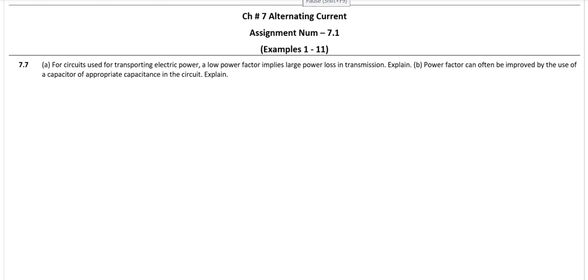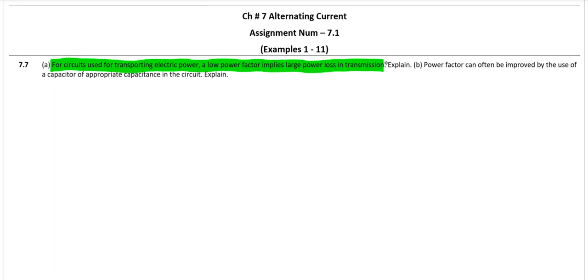Hello students, in this video we have 7th illustration of chapter 7, alternating current. The question is, for circuits used for transporting electric power, a low power factor implies large power loss in transmission. Explain why it is so.